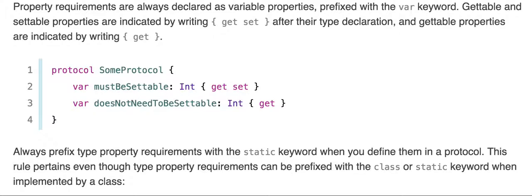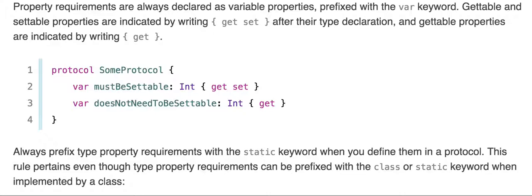So property requirements are always declared as variable properties prefixed with the var keyword. Gettable and settable properties are indicated by writing get set in braces after their type declaration, and gettable properties are indicated by writing get in braces. So protocol SomeProtocol, var mustBeSettable: Int, and then get set. Var doesNotNeedToBeSettable: Int, and you must define the get for it.